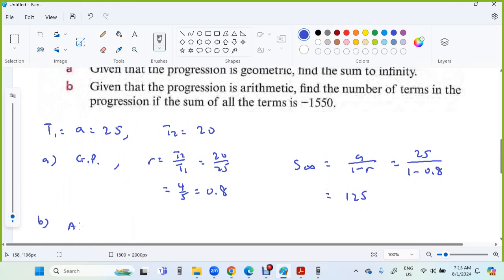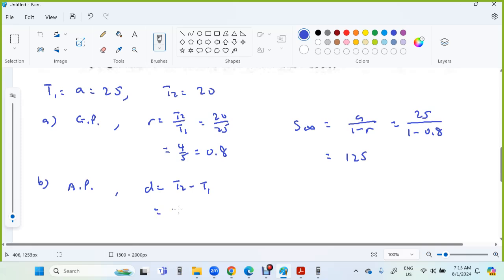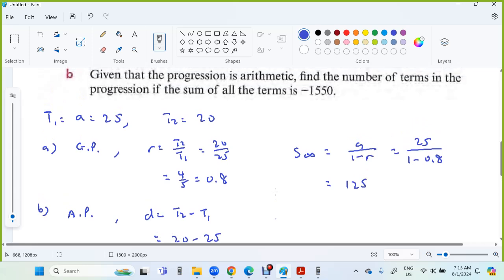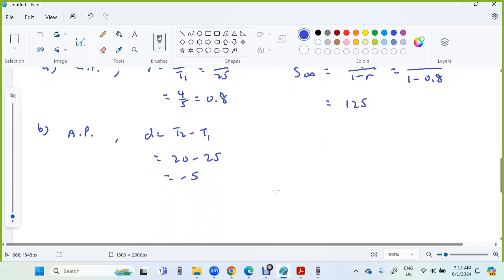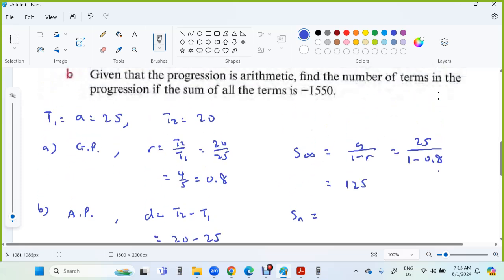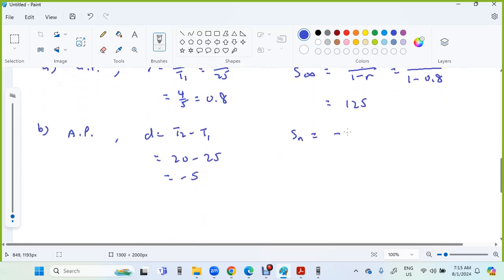And B, it is an AP. So the D will be the T2 minus T1, which is 20 minus 25, negative 5. So find the number of terms in the progression if the sum of all terms is negative 1550. So Sn is negative 1550.